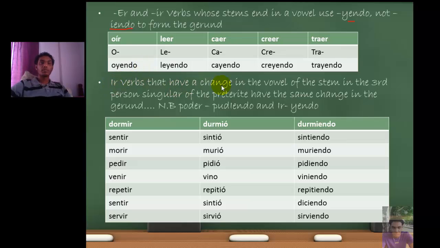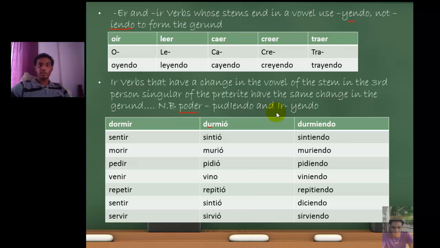IR verbs that have a change in the vowel of the stem in the third person singular of the preterite have the same change in the gerund. So, for example, durmió, he, she, or it slept. You use the stem here, and you continue: durmiendo, sintiendo, muriendo, pidiendo, viniendo, repitiendo, diciendo, sirviendo.